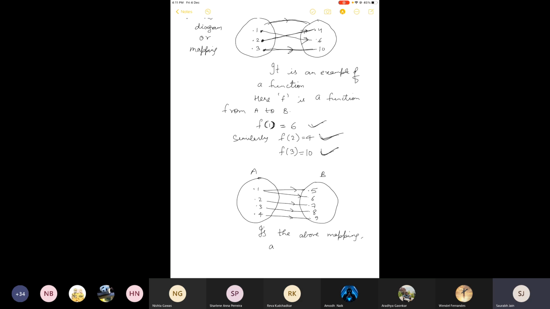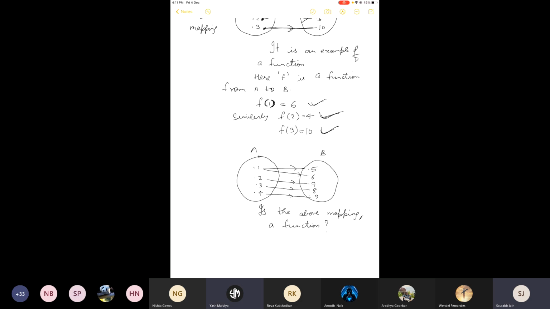Who will tell me this? No, sir. What is the reason? One of the elements has two images. Yes, correct, absolutely correct. Not a function from A to B, as 1 has two images, that is 5 and 6, and so it is not satisfying the definition of functions. Okay.